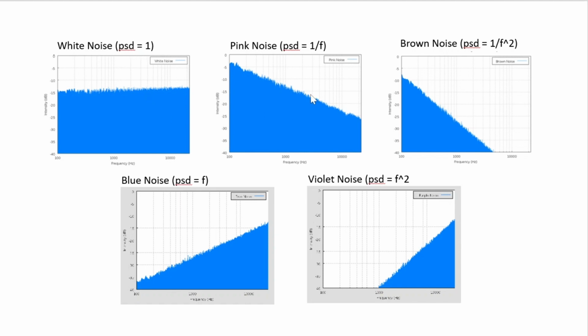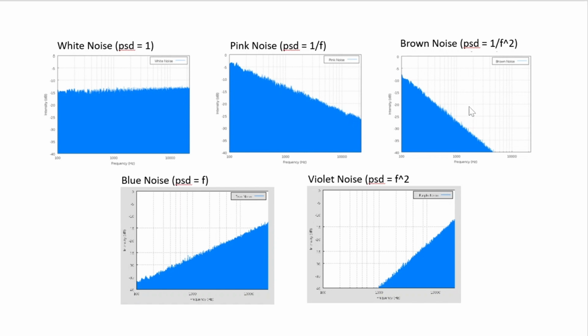And then we move over to pink noise, where beta is 1, which results in a 1 by f frequency spectrum. And as we see, pink noise has higher power at lower frequencies and lower power at higher frequencies. The roll-off is gradual in nature. It is at 3 dB per decade.